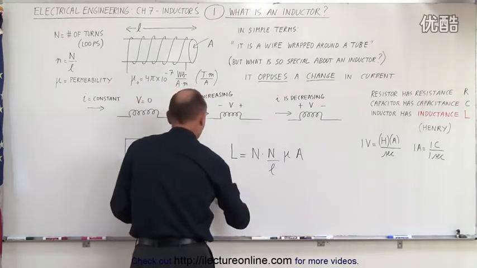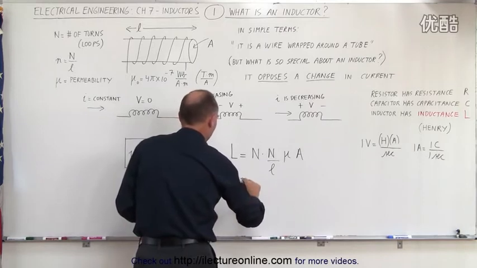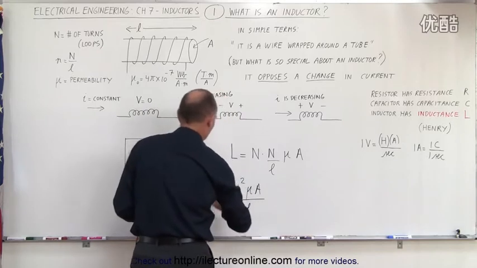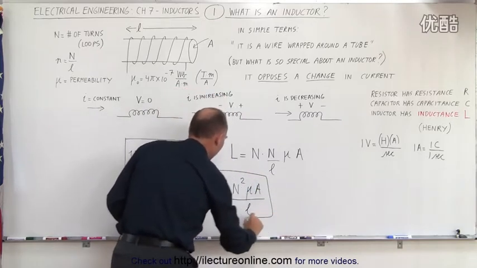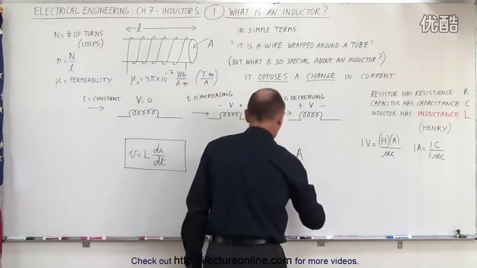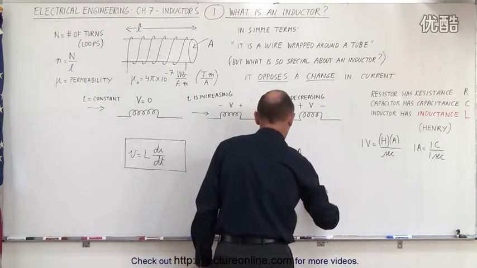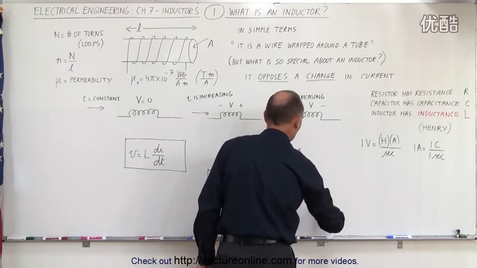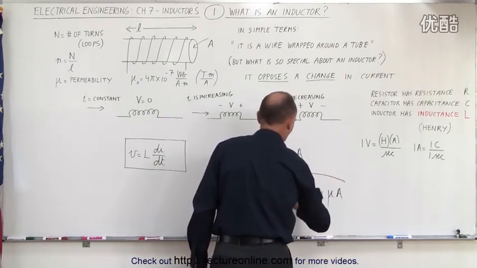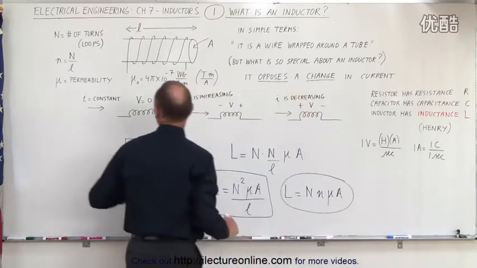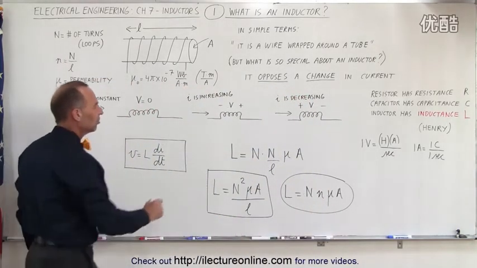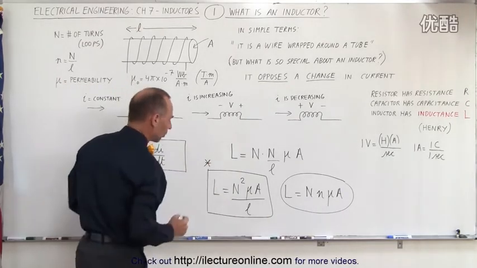So what we could do is write this in two different ways. We could write this as L is equal to n squared times mu times A divided by the length of the inductor, and that is typically the way you see it in most textbooks, but it could also be written as follows. You can also say that the inductance is equal to the number of loops times the number of loops per unit length times mu times A. Again, the small n simply means the number of loops per unit length. But this is typically the way you see it in most textbooks.